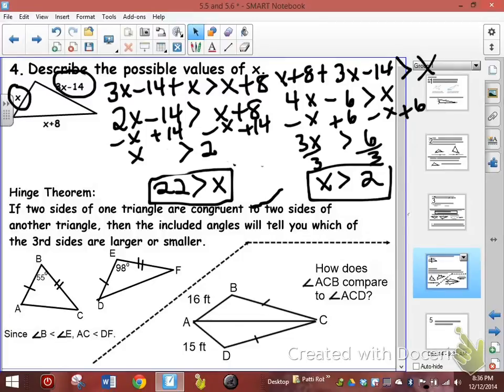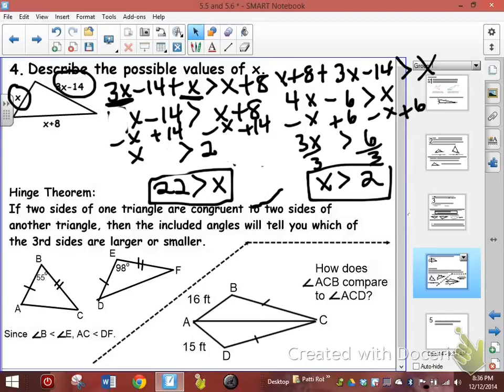I guess I already did. No, I must have done something wrong. 3x minus 14 plus x is greater than x plus 8. Combined like, oh, that's a 4x. See where I messed up right there? Did you catch that mistake, Michaela? I didn't. Okay, so 3x plus x, that should be a 4x right there.